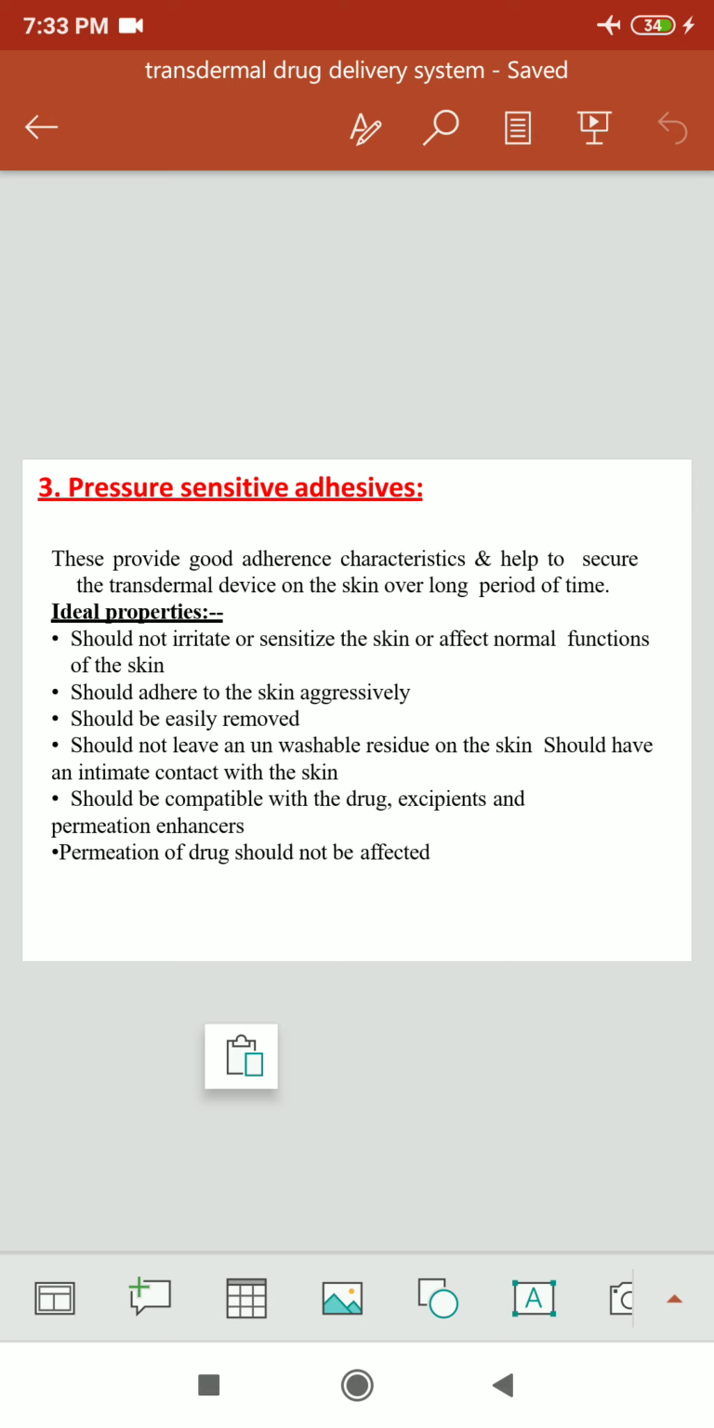They should not leave any trace amount, and they are washable. This is because when we are applying the patch, there is no evidence if the adhesive material is so much sticky, so we need to remove it by using soap and something else. That's why they should not leave any unwanted residue on the skin.